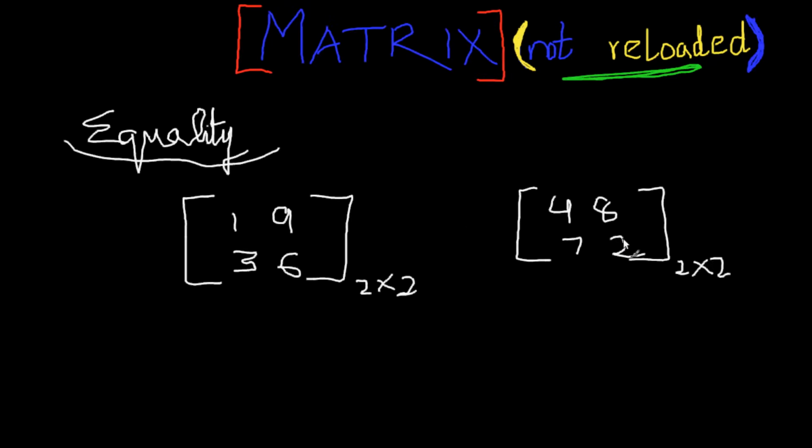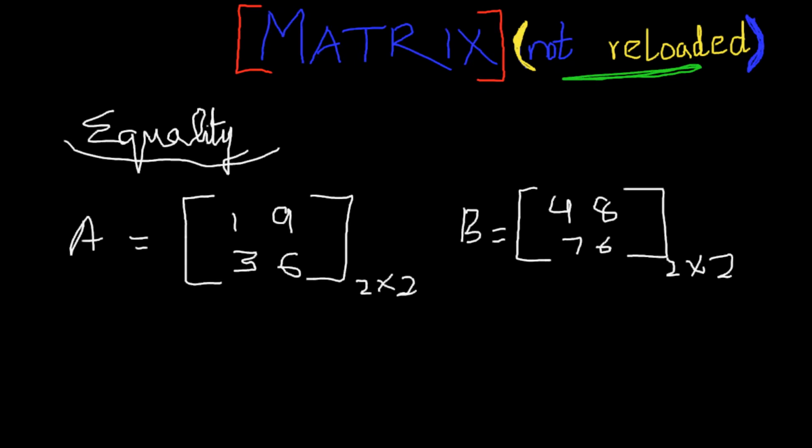Alright, and also guys, if I had a 6 here, its order would still be 2 by 2. However, it again would not be an equal matrix. So if I have A equals this and B equals this, then A, guys, is not equal to B.